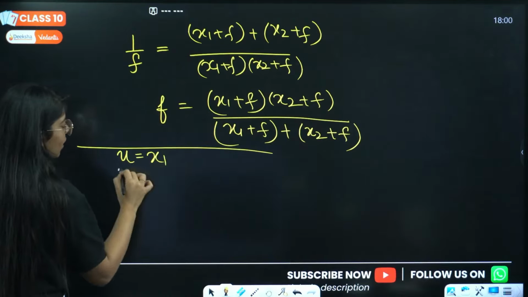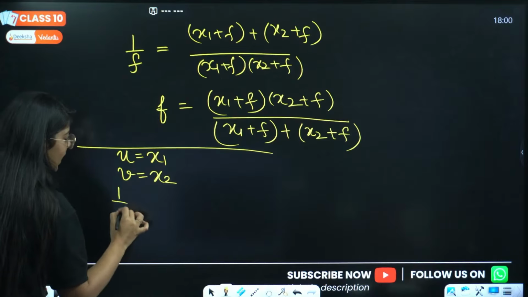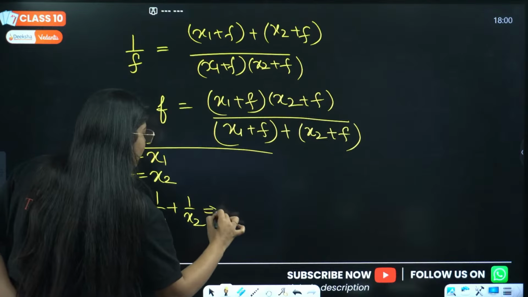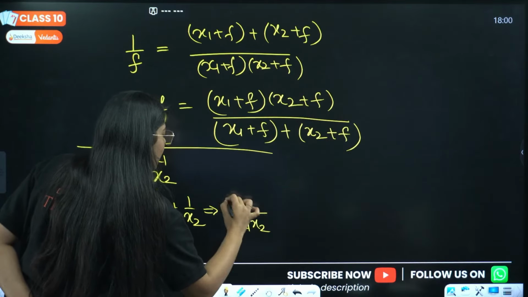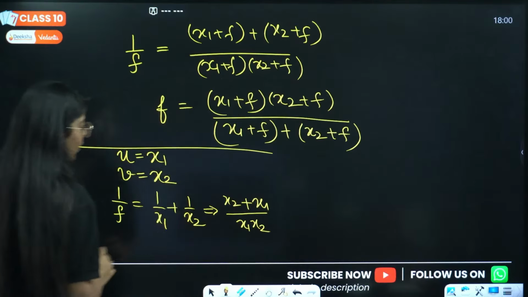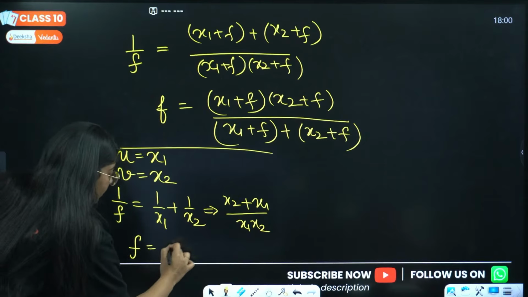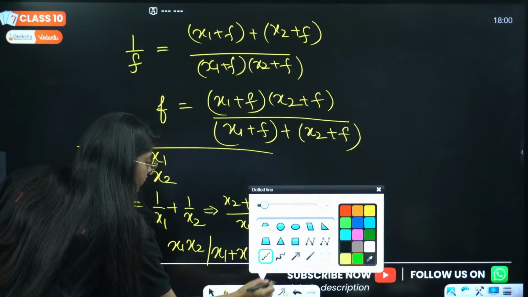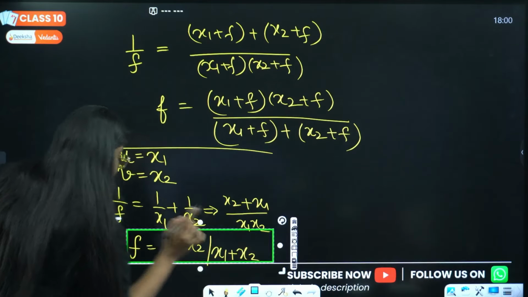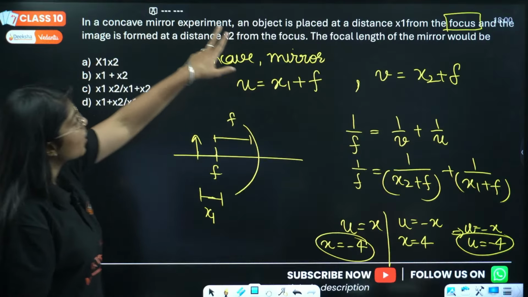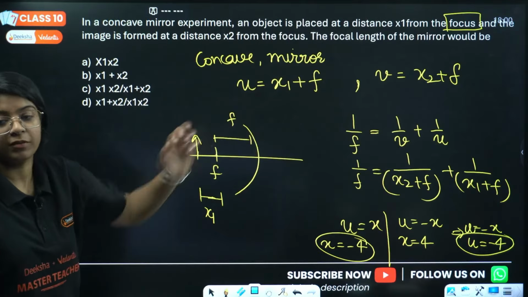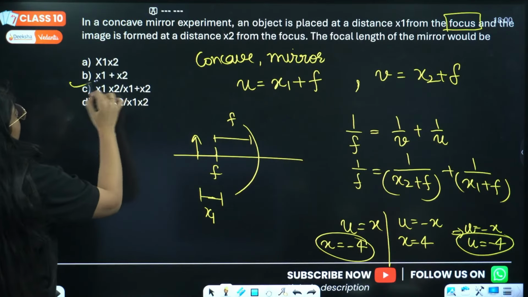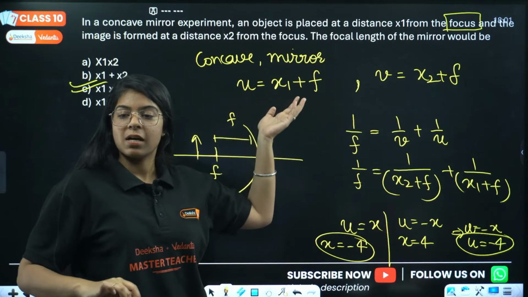U is simply x1, V is simply x2. So 1 by f will be 1 by x1 plus 1 by x2. So that will be x1 into x2 divided by x1 plus x2. Now that is the answer I think they have given to us. This is the final answer if the mentioned distances are not from the focus but from the pole of the mirror. So if the distance is from the pole, then the answer is option number C.